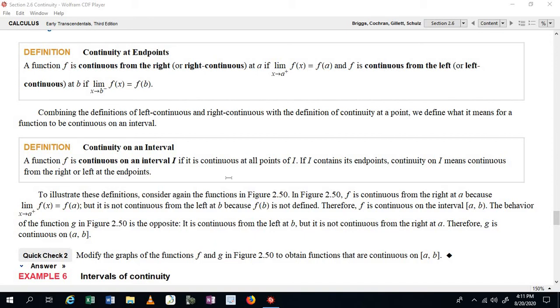So a function f is said to be continuous from the right, or right continuous at a, if the limit of f of x as x approaches a from the positive side is equal to f evaluated at a. And f is said to be left continuous, or continuous from the left, at b, if the limit of the function as x approaches b from the negative side is the same as f evaluated at b.